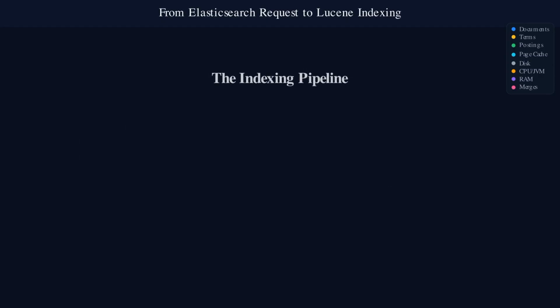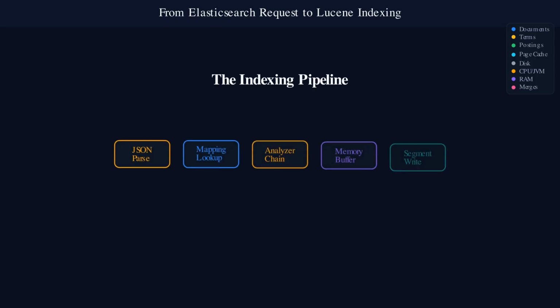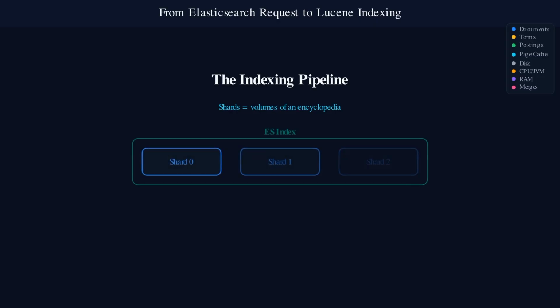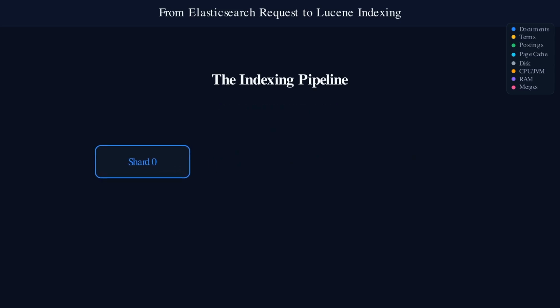When your application sends an index request to Elasticsearch, a whole pipeline kicks into motion. Imagine a conveyor belt in a factory. The document arrives as JSON over HTTP. Elasticsearch parses it, looks up the mapping for each field to decide the data type and analyzer, and then runs the analyzer chain we just described. The analyzer produces terms, and Lucene writes those terms and their postings into an in-memory buffer.